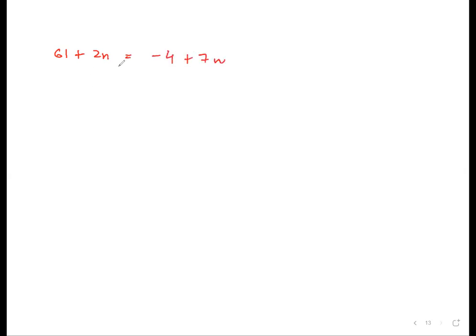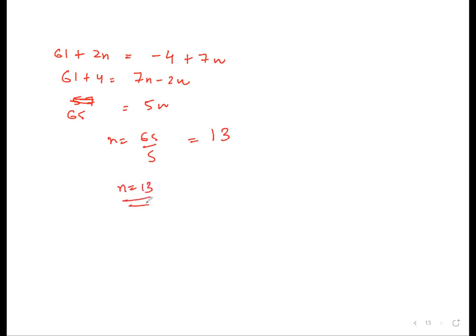Okay, just solve it. It's simple. Find the value of n. So I'll bring this 4 here: 61 plus 4 will be 7n minus 2n, which is 5n. Oh, sorry, this was adding, I just subtracted. This is 65. So n will be 65 divided by 5, which is 13. So n is equal to 13. This is the value you have to find.